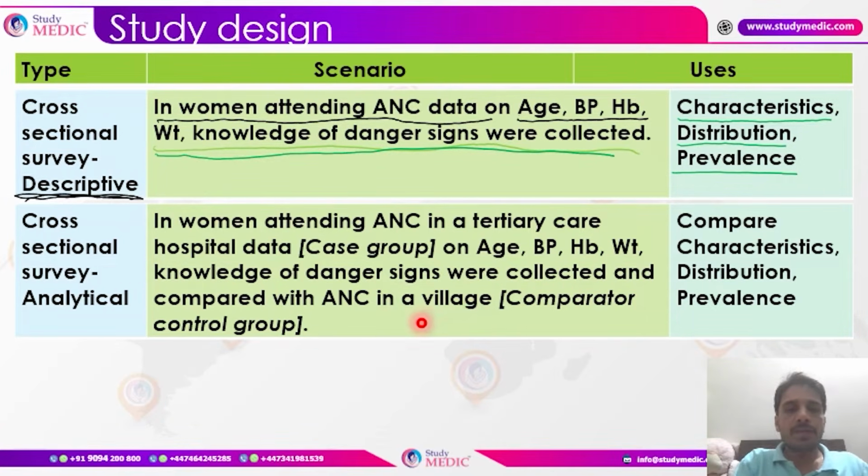Here, what is happening? The same cross-sectional study is done in one particular locality, and another cross-sectional study is done in another particular locality. We are comparing those demographics and characteristics and distribution and prevalence between these two. That means it has a control group. This is a cross-sectional survey which is having a control group. So it is an analytical cross-sectional survey with control. Analytical cross-sectional study design with control. Here these are the two control groups.